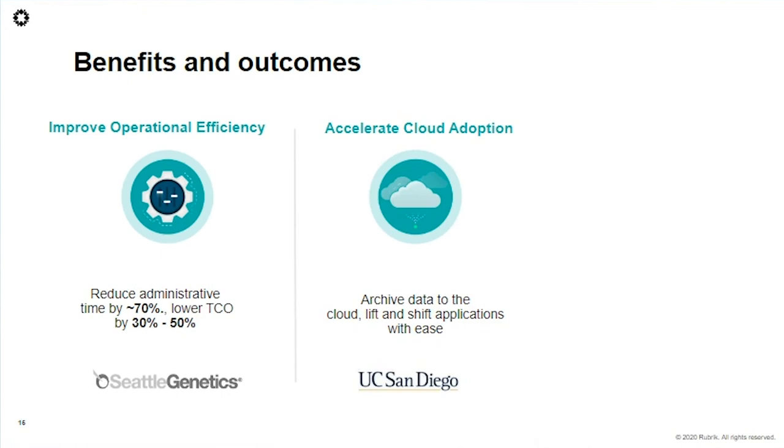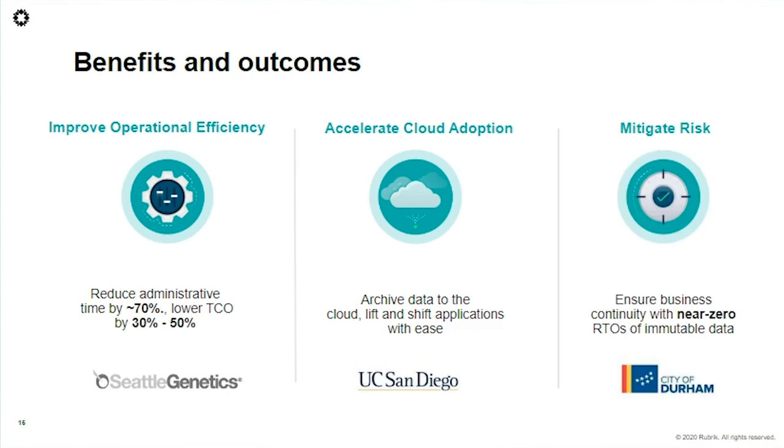We have customers like the University of California, San Diego, that have done awesome things to accelerate their cloud adoption. UC San Diego actually took and put 2,000 virtual machines into the cloud over the course of a weekend. We have the ability, because we're doing incremental forever data protection and we're sending that data up to the cloud incrementally, we can turn it on in the cloud once it gets there. We've got awesome capabilities to help customers actually perform that migration to the cloud as it makes sense to them, and then protect those workloads once they get there.